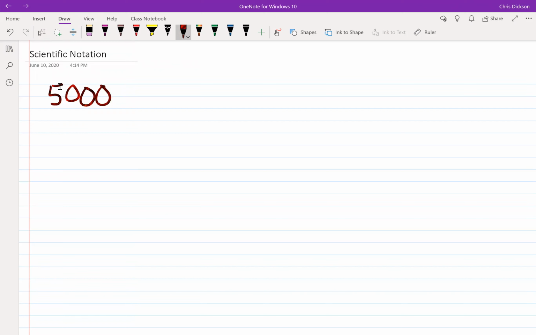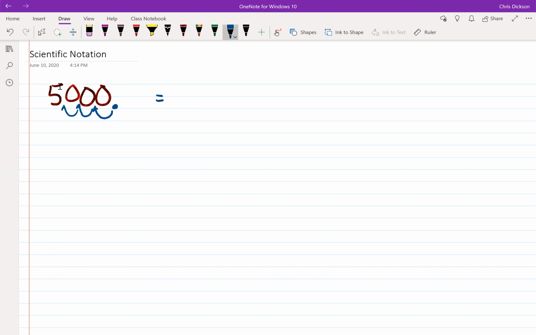Scientific notation is basically moving the decimal point in a number so that there is one number to the left of the decimal. The decimal point in this number, although we don't write it, is assumed to be right there. So what we want to do is move it over so there is only one number to the left of the decimal. I need to move it over once, twice, 3 times.